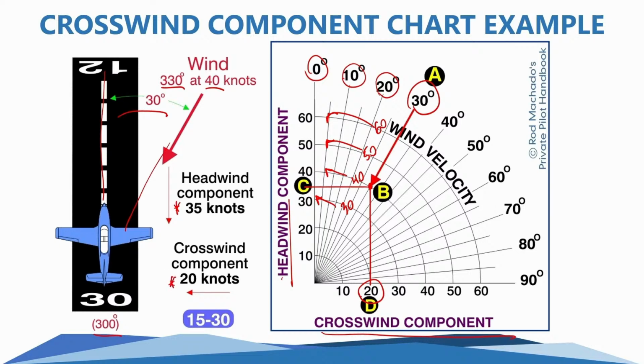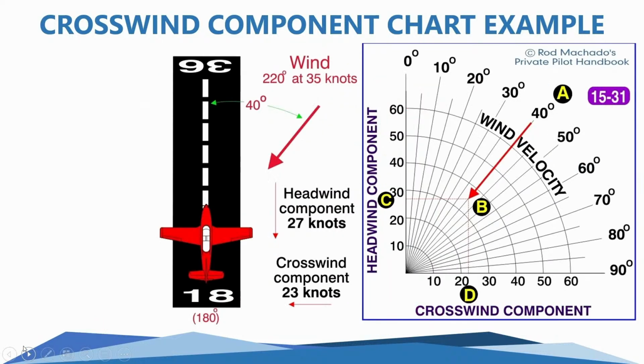Okay? So here's another example of where you get your test questions. We have an airplane on runway 18. So remember, magnetically, that is 180. We have wind that's reported at 220. So all you have to do is subtract 180 from 220, and that's going to give us 40 degrees, okay? And then they're telling us that the wind speed is 35. So because it's 40 degrees, I'm going to start right here where it says 40, and I'm going to follow this line down until I get to 35.